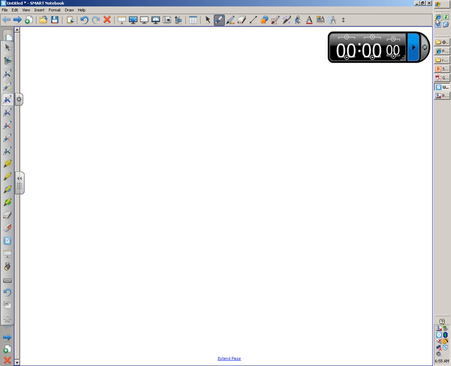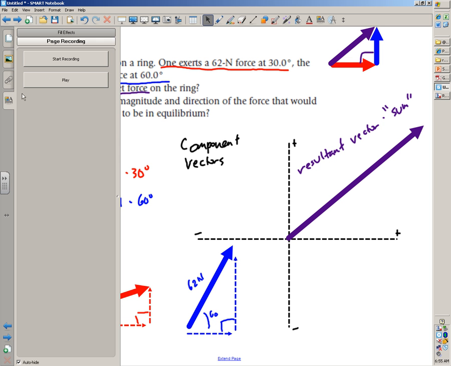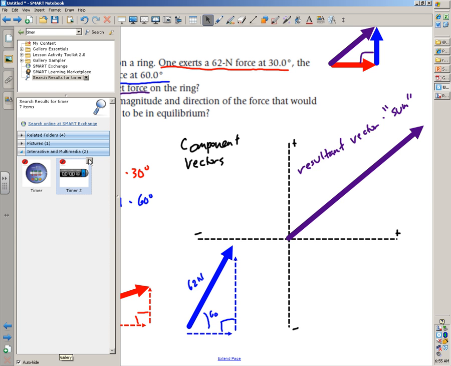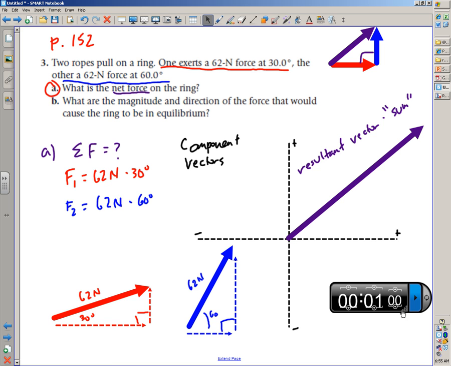Just to keep things rolling here, I am going to give you, hold on. Didn't work as smoothly as I wanted it to. I am going to give you 1 minute to do that. So, on your marks, get set, go.